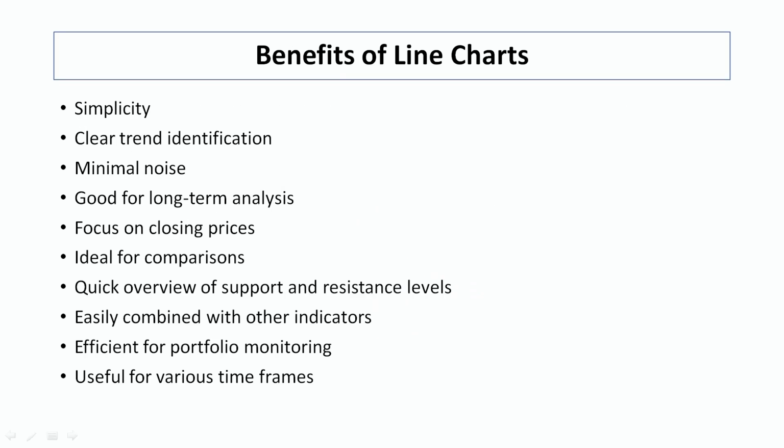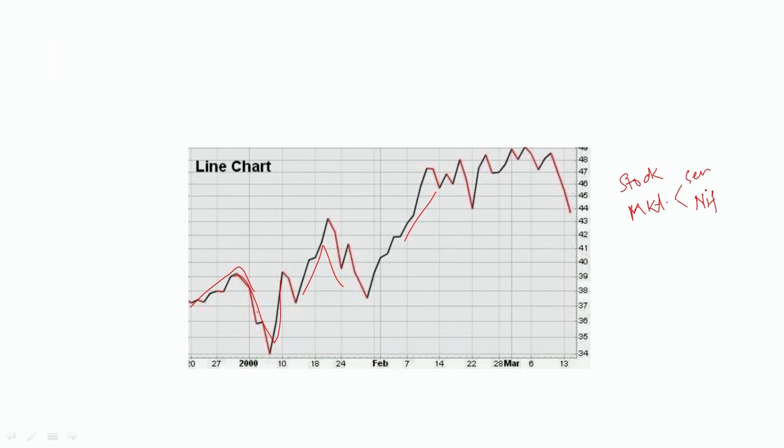What are the benefits of a line chart? It's simple to understand. It gives clear trend identification, because in the diagram we can easily predict the uptrend and downtrend, when the prices are going down, what the lowest price is and what the highest price is. On the basis of this chart, we can understand what is going to happen in the near future.